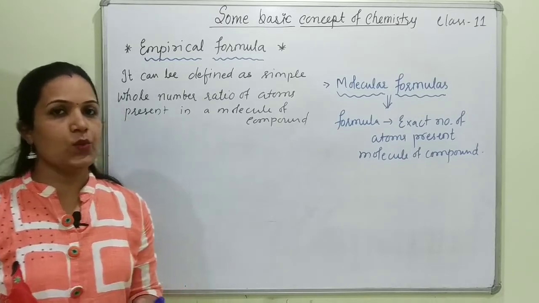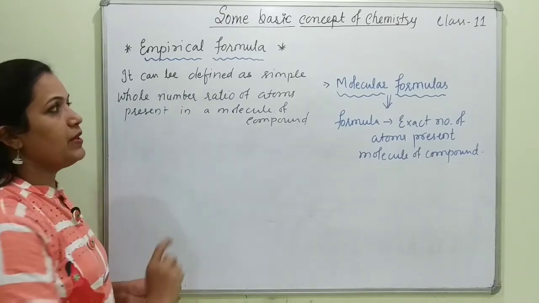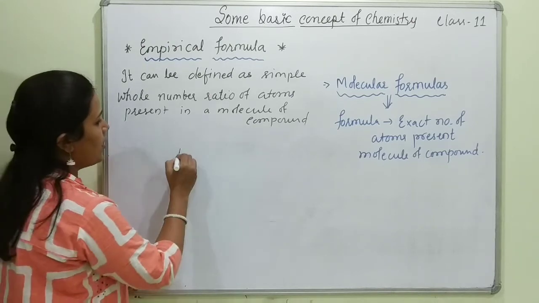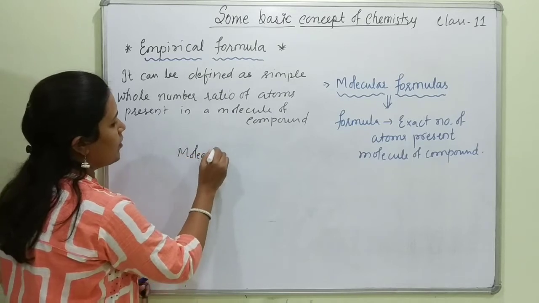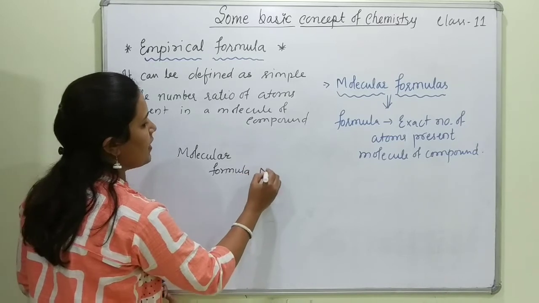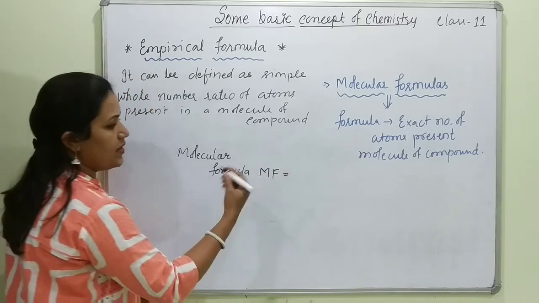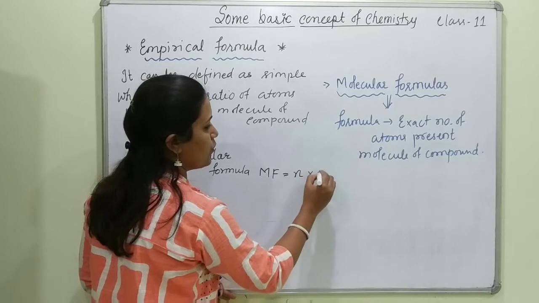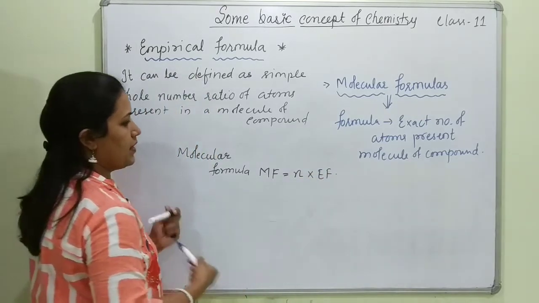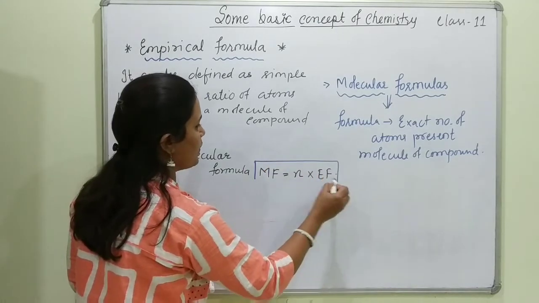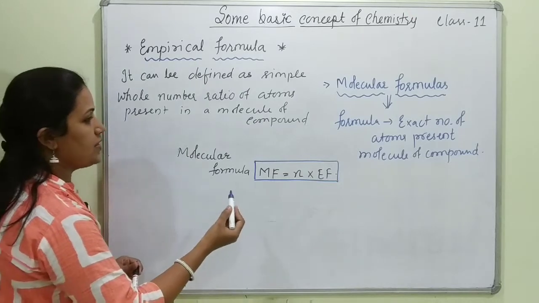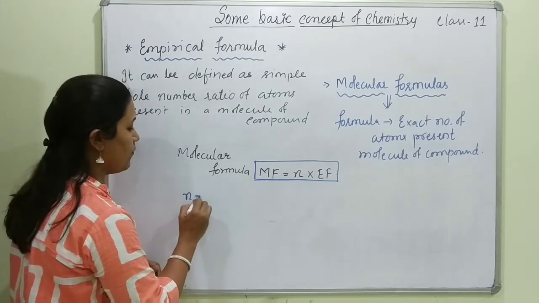Before starting with questions, let me tell you the relation between molecular formula and empirical formula. Molecular formula, in short MF, is equal to n times the empirical formula. MF = n × empirical formula. This is the relation between molecular formula and empirical formula. Now the question is how to calculate the value of n.